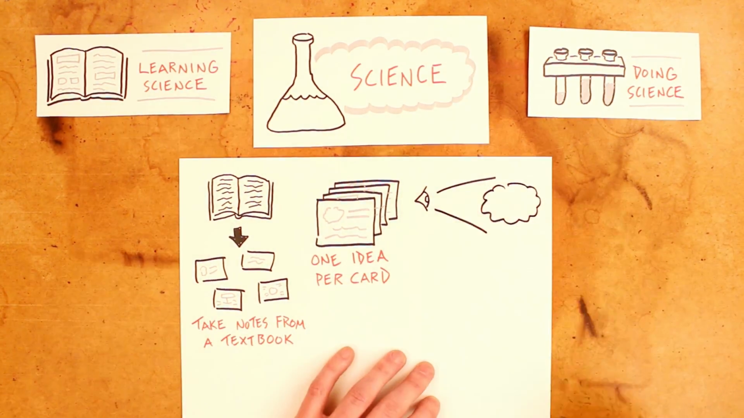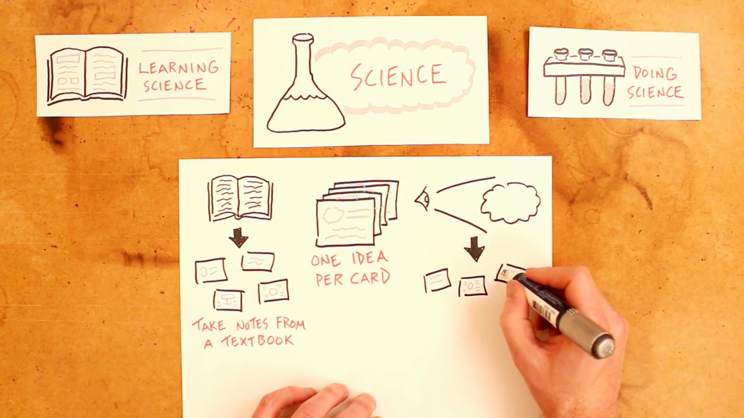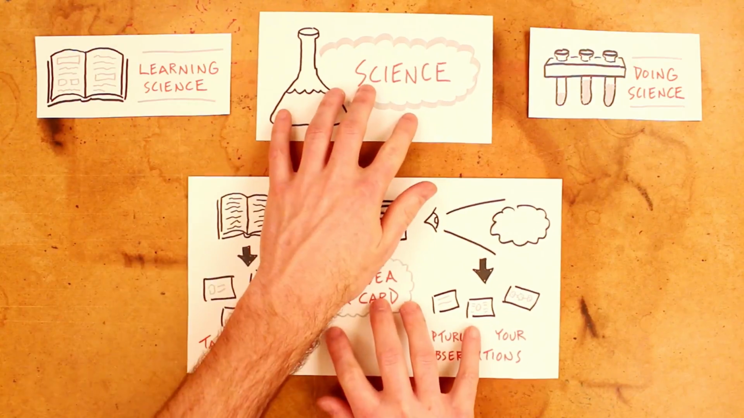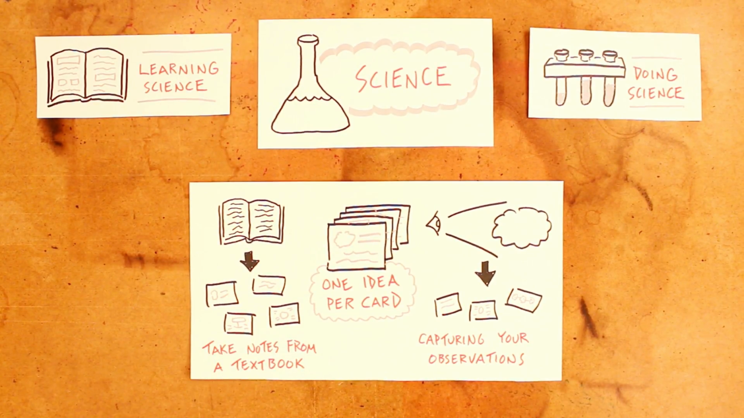When doing science, you could use each index card to capture a single observation. Then, after you've made as many observations of the current experiment as possible, you can lay them all out to look for patterns, try to draw conclusions, and maybe even design follow-up experiments to test those conclusions.